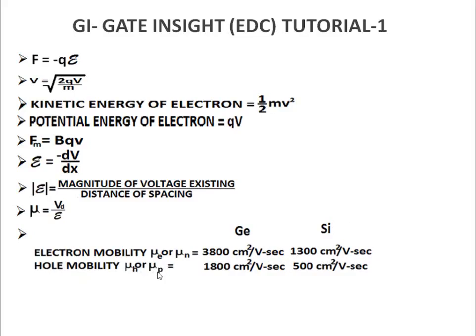And hole mobility mu H or mu P is equal to 1800 centimeter square per volt second, and for silicon, that is 500 centimeter square per volt second. And the ratio of the electron mobility to hole mobility for germanium is 2.1, and for silicon, mu N by mu P is equal to 2.6. And mobility is proportional to T to the power of minus m.